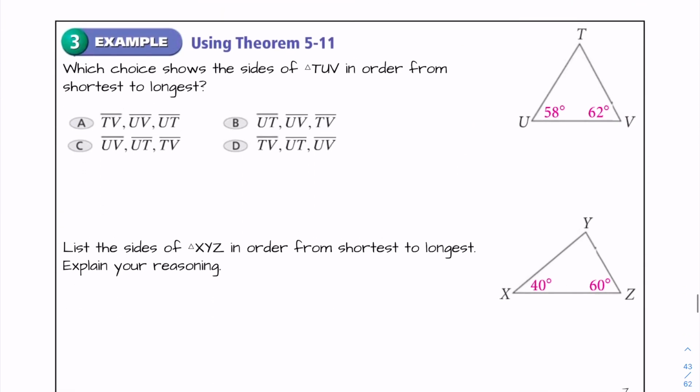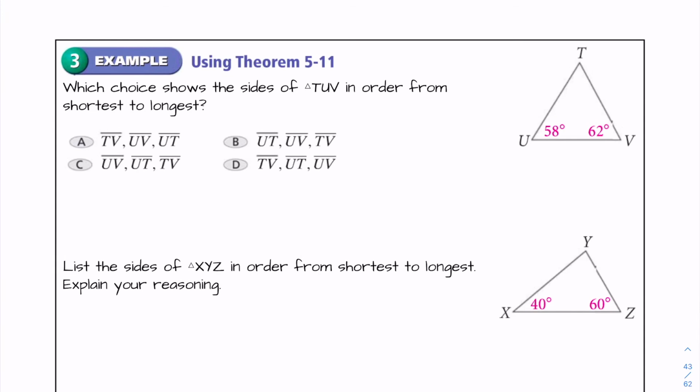The next one, which choice shows the sides of triangle TUV in order from shortest to longest? Well, I just need a little bit more information. Here we're going to do 180 and we'll take away 58 and take away 62. So that's taking away 120, so I get 60. And that's how I find that angle up there.